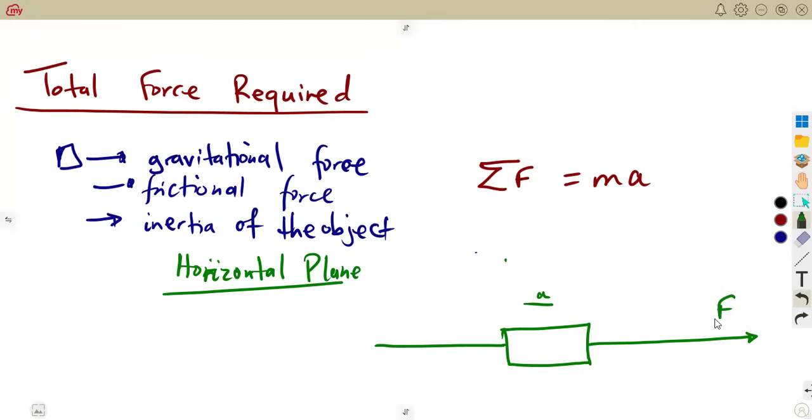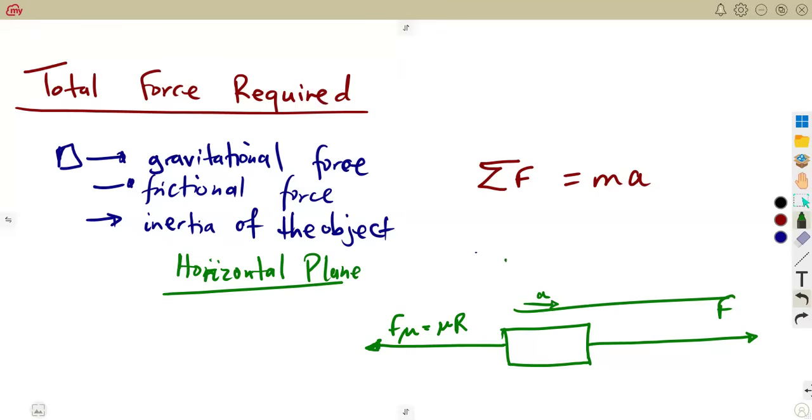But as it is moving, definitely it is going to be opposed in the other direction by what? The frictional force. Remember, guys, your frictional force from your N3, if we want to calculate the frictional force, is the product of the coefficient of friction times your normal reaction. That is the condition.